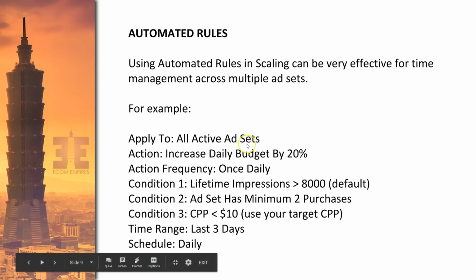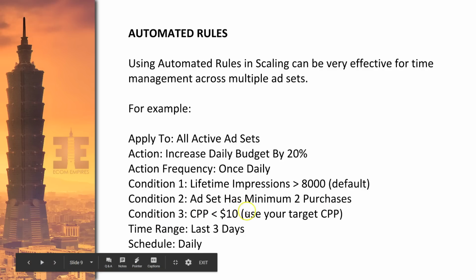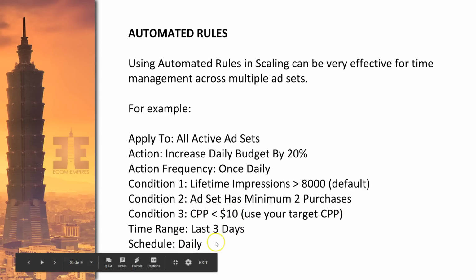So you would apply to all active ad sets. Action would be to increase the daily budget by 20%. The action frequency would be once daily. Condition, this is always the default, okay? Lifetime impressions greater than 8,000. Condition 2, ad set has minimum 2 purchases, all right? So this lets you know that the ad set has to at least have purchases. And then condition 3 keeps your target cost per purchase where you want it to be. So cost per purchase under $10, time range lasts 3 days, scheduled daily.